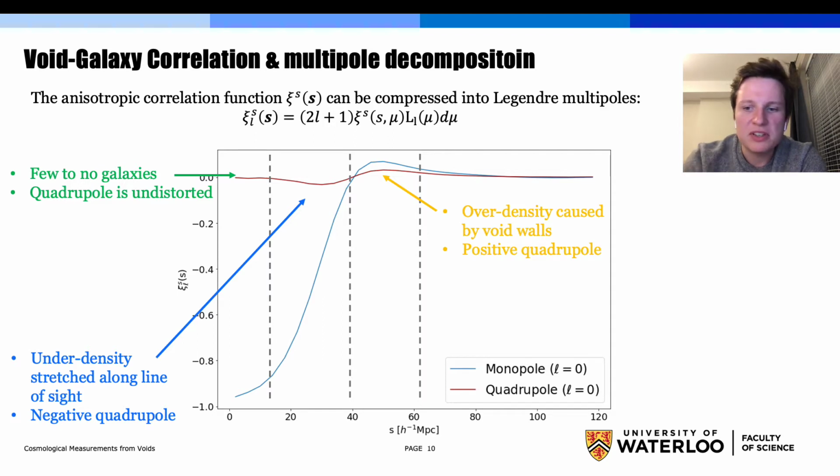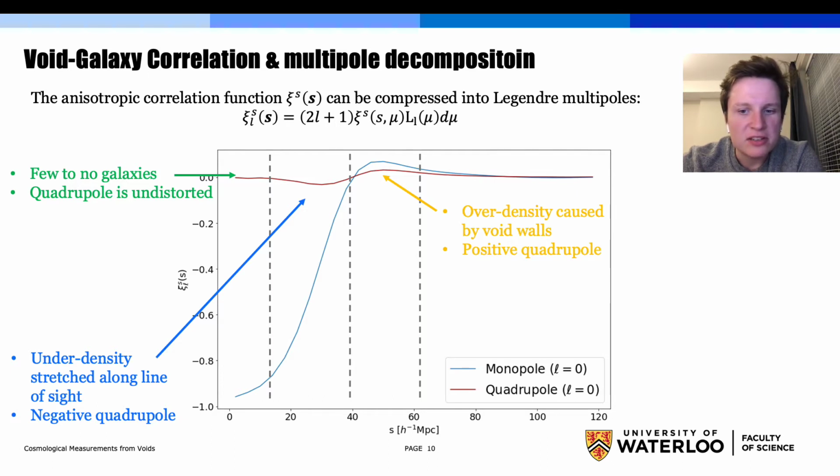The next region we see is zone 2. In zone 2, you'll have an underdensity that has been stretched along the line of sight, as these are measuring galaxies that will be flowing away from void centers. As they are flowing away, and we have this underdensity being stretched, we will see a negative quadrupole.